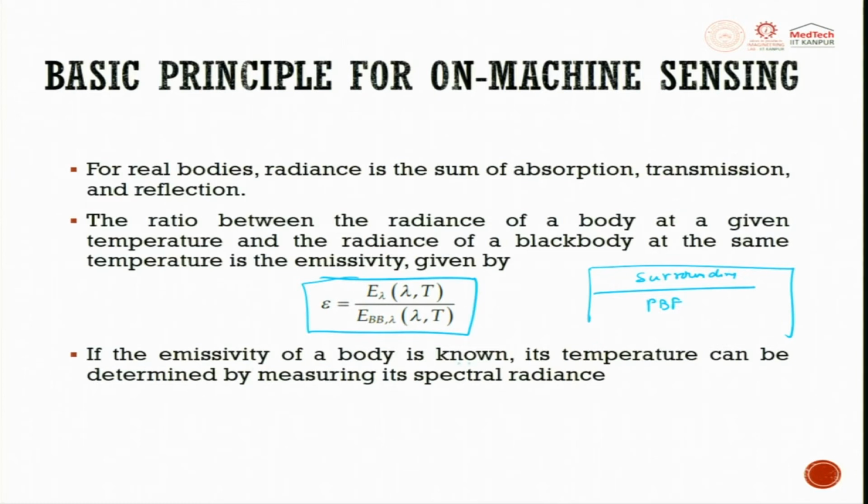If the emissivity of the body is known, its temperature can be determined by measuring the spectral radiance. Now, what did I do? I measured the spectral radiance. I converted this into temperature, what is happening on the layer, and from that I can try to figure out what will be the residual stress which is getting created with respect to time.